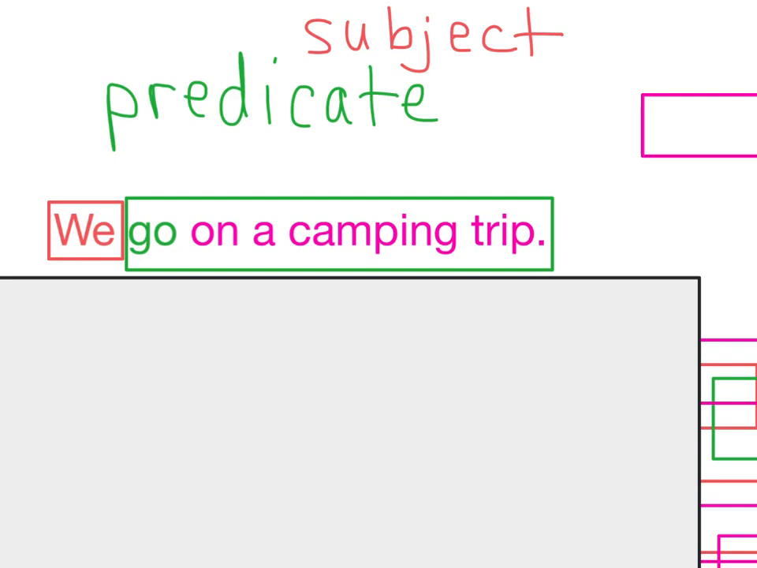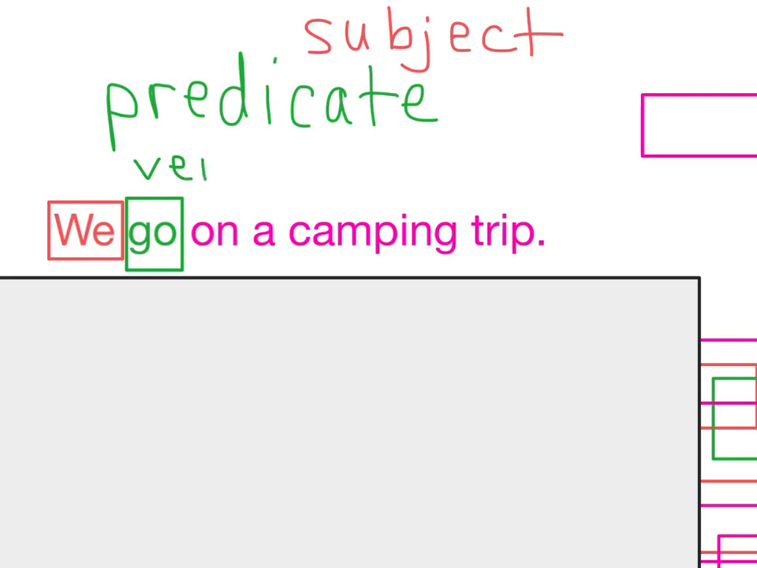The predicate has many different things in it. The first word of the predicate is the one that has to be there. That is the verb. The verb is the only part of the predicate that has to be there. If you do not have a verb, you do not have a sentence. And that is usually the first word of the predicate.